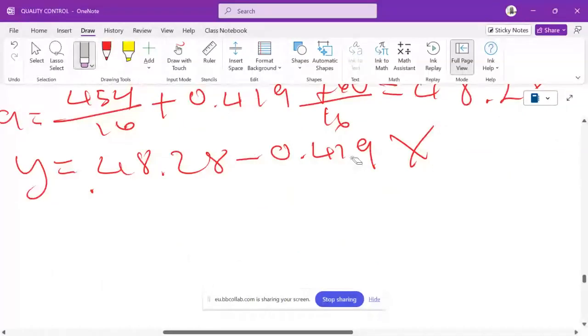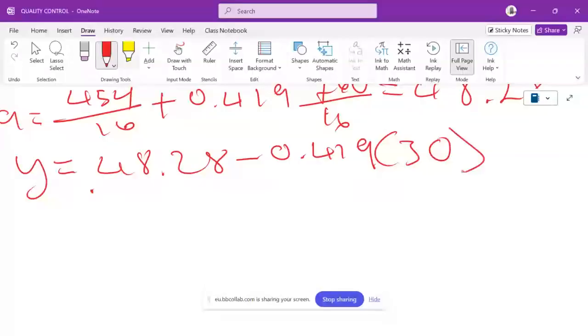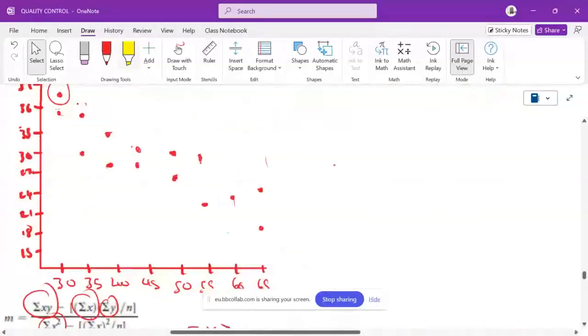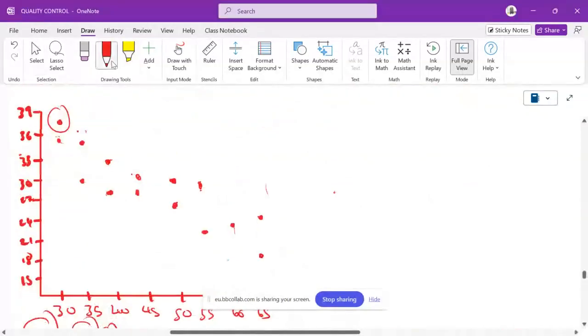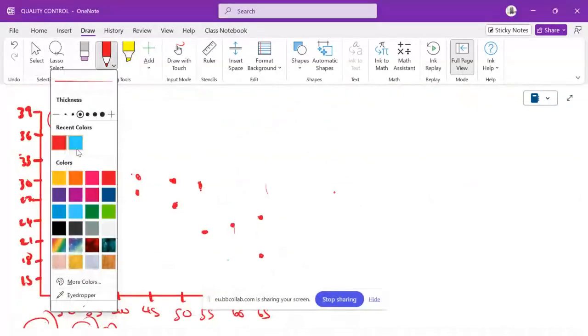So then we're looking for y. When x is 30, y equals 48 minus 0.419 times 30. Then y is 35.7. With a different color, we can just say 36. You come here, your 36 there.